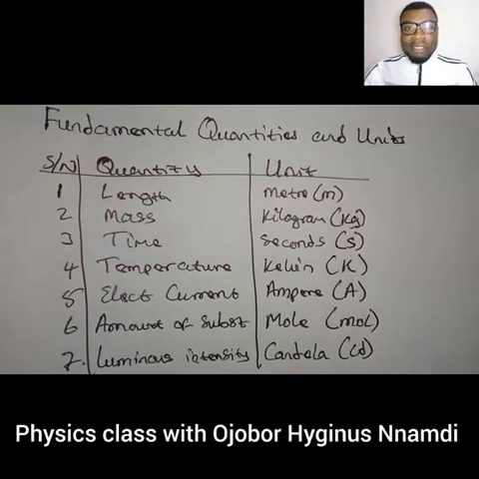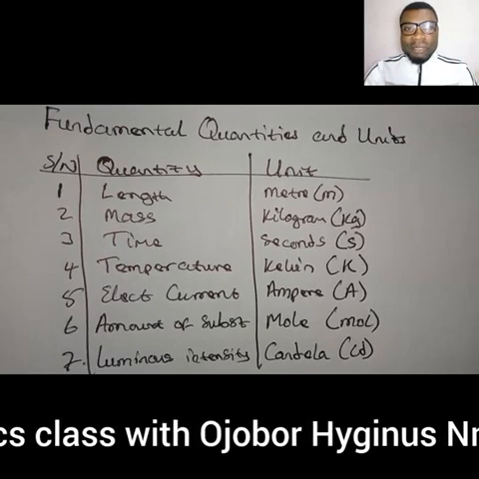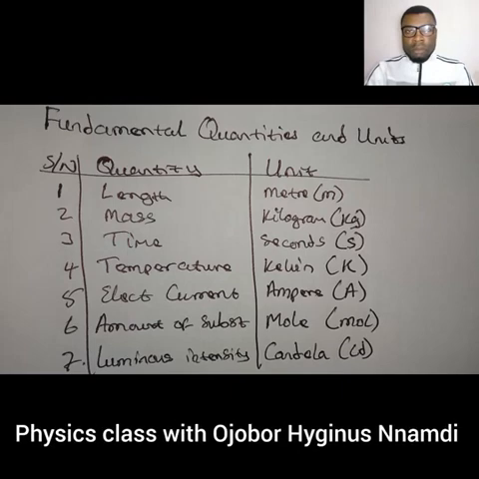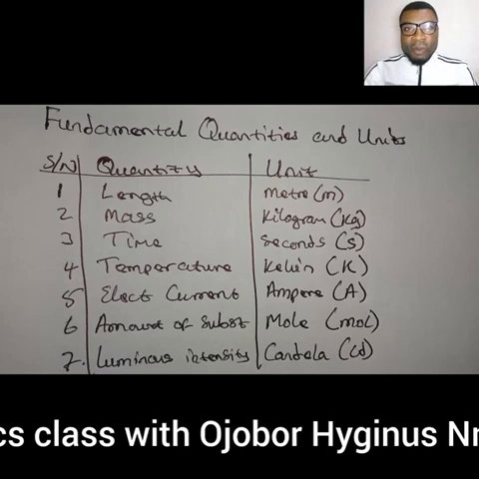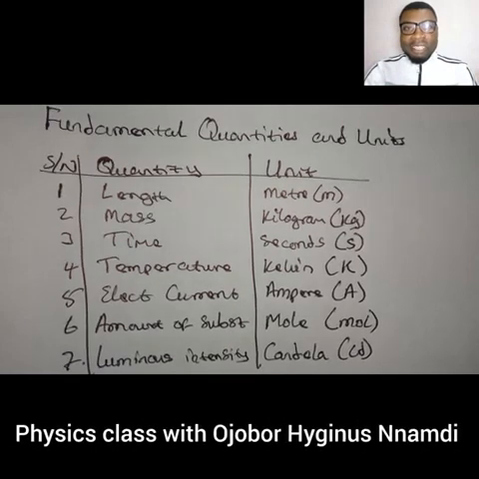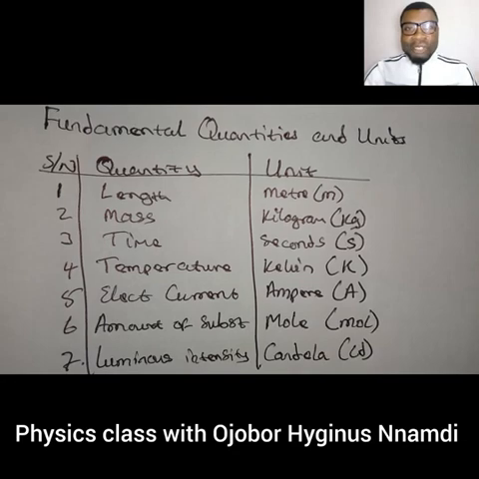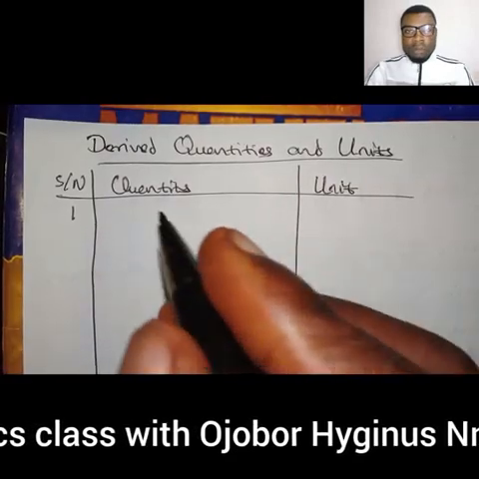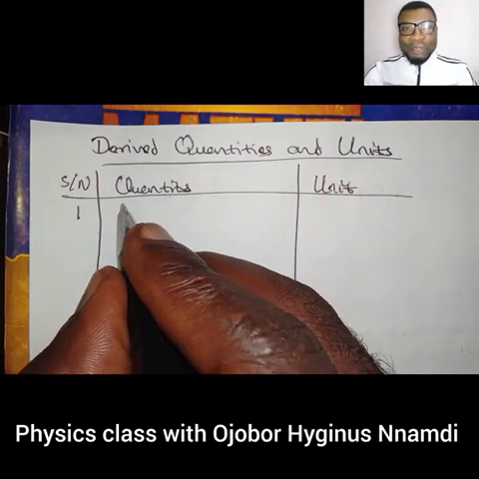So having known that, let us look at derived quantities and their units. Of course, we cannot exhaust the derived quantities and their units, but let's look at a few examples of derived quantities and their units before we proceed. Some of the basic derived quantities we are going to look at, we'll start with area.